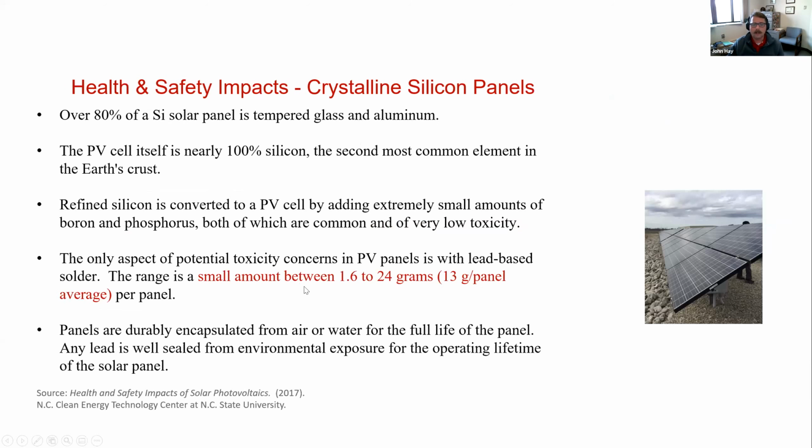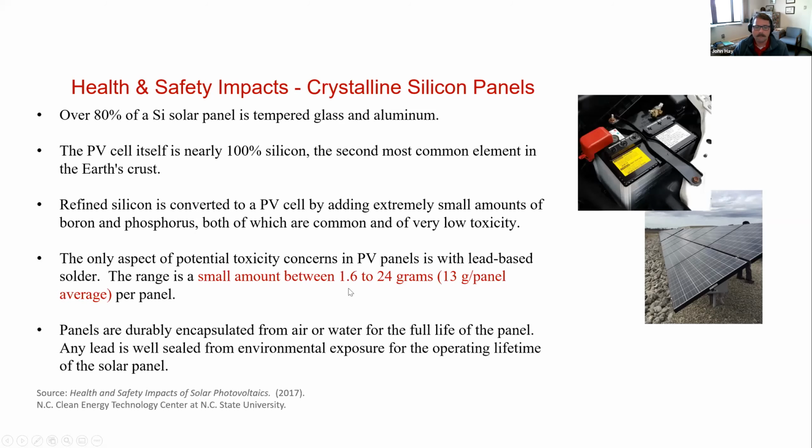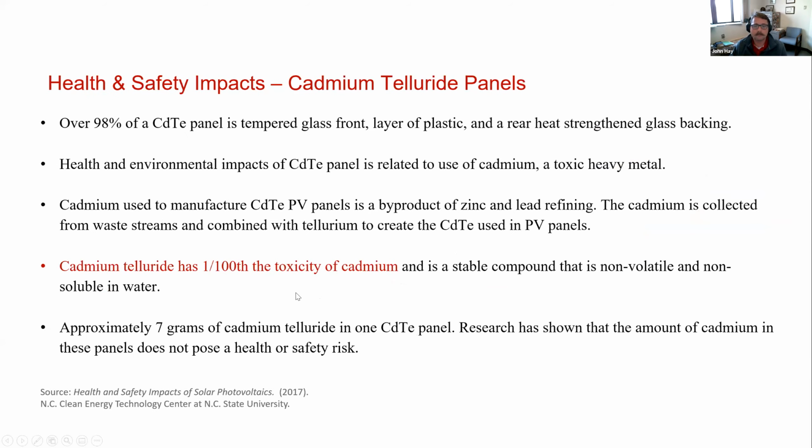And so really not a big issue. There's about 1.6 to 24 grams of lead solder in these solar panels each, which is a fairly small amount. There's a lot more lead than that we carry around in our car batteries every day. So we have lead around us all the time. This is glass encapsulated lead, doesn't pose us much risk, but it's important to understand that it's there.